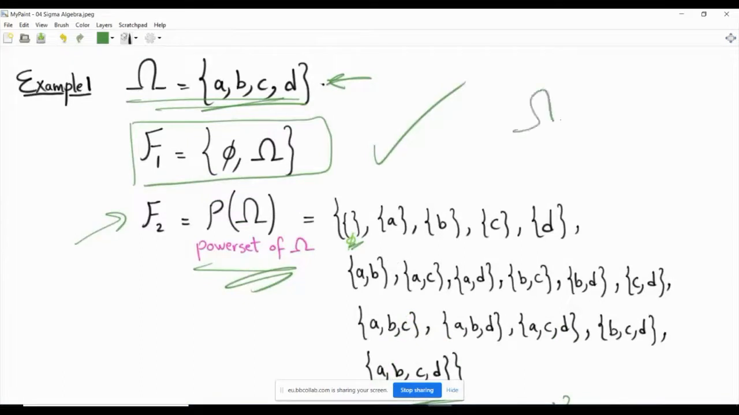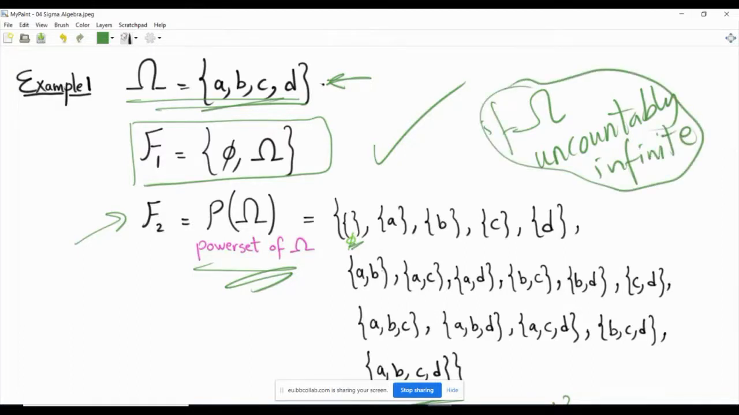The problem is when omega is uncountably infinite. If omega is uncountably infinite, we will not be able to choose the power set. Why? We will tell this story later. Again, your intuition, basically anyone not knowing this story, will say, let's just take the power set, use all subsets. If we do not use any, they will not harm us if we include them. They will not harm us, just keep them.